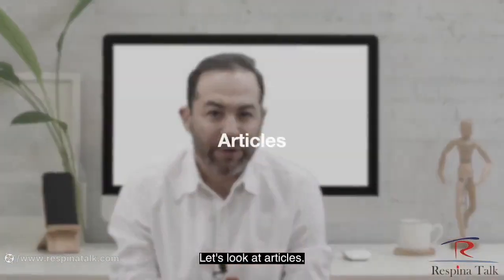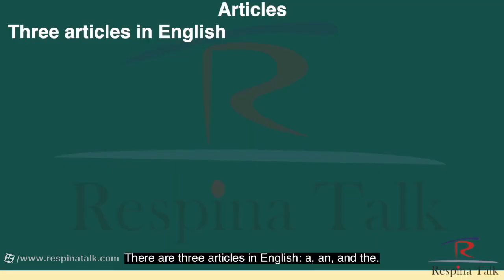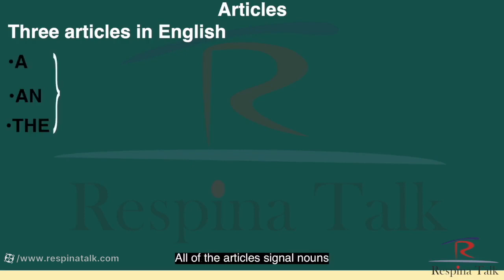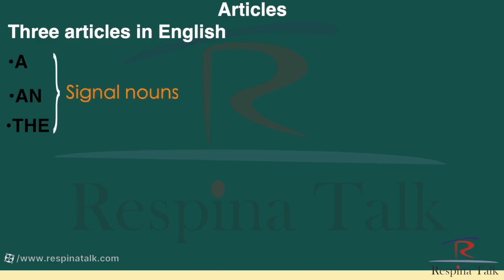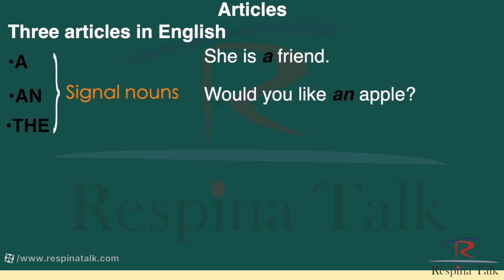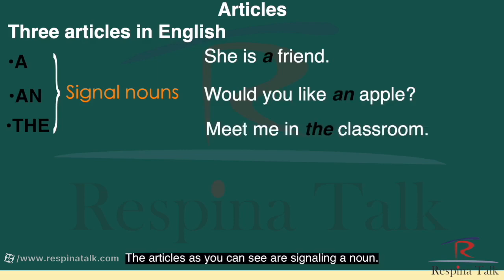Now let's look at articles. There are 3 articles in English, a, an, the. Now, all of these articles signal nouns. Look at these examples. She is a friend. Would you like an apple? Meet me in the classroom. The articles, as you can see, are signaling a noun.